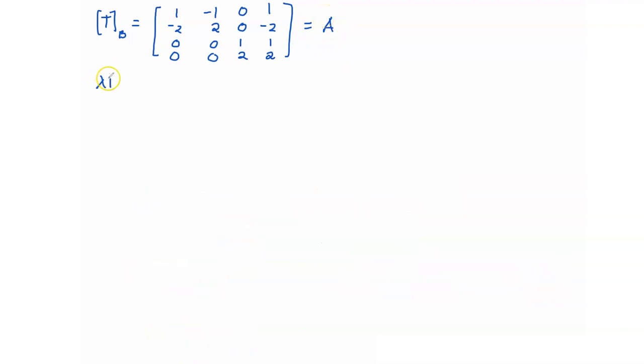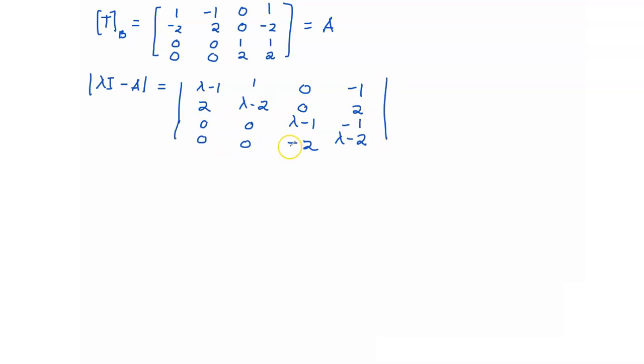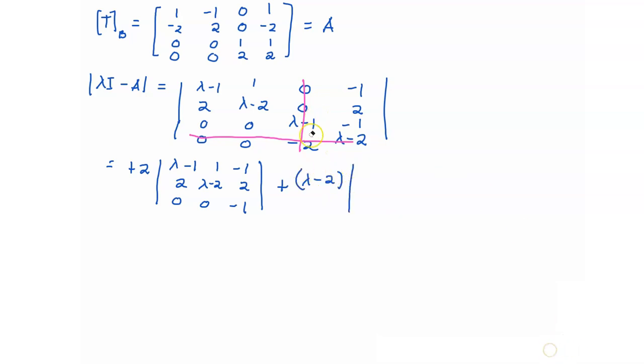Let us now compute the eigenvalues of this. We should get the determinant of lambda I minus A. I will get the cofactor expansion along the fourth row. For this one, we have plus, minus, plus, minus, plus, minus. So negative 2 becomes positive 2 times the determinant of this matrix. Then for lambda minus 2, it will be plus, plus, minus, plus, minus, plus, minus, plus, times the determinant of this matrix.